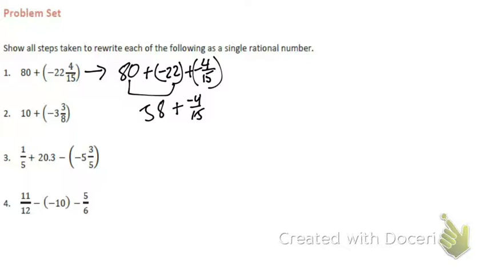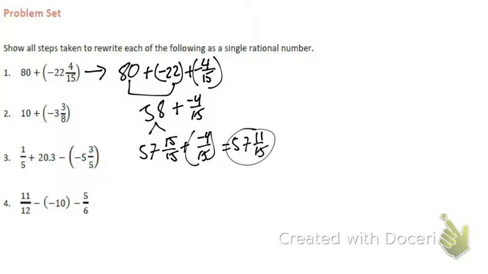If you get to your answer straight from here, you can. That's good. If not, I'm just going to go over a way to make it a little less confusing. I'm going to change that 58 to 57 and 15 over 15. All right, 15 over 15 is 1 whole, plus this 57 makes 58. Then you got 57, 15/15 plus negative 4/15 makes 11/15. So that should be the answer for that one.